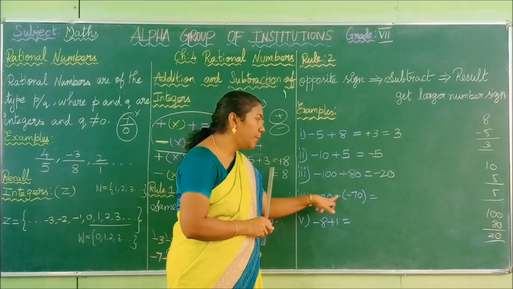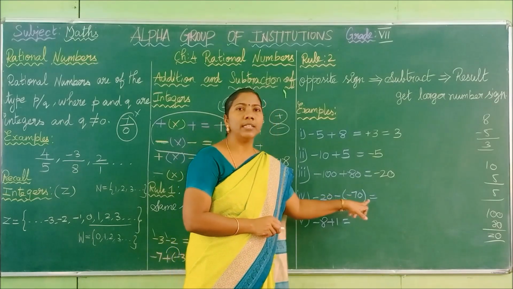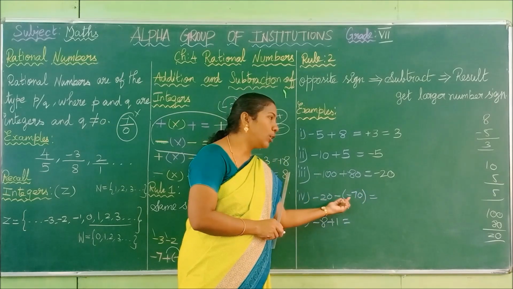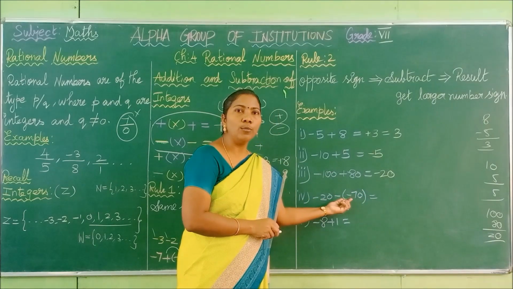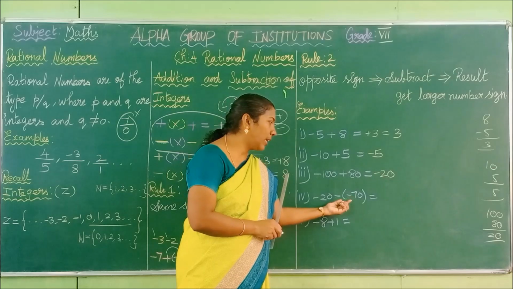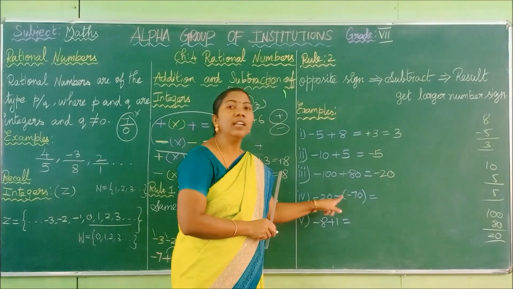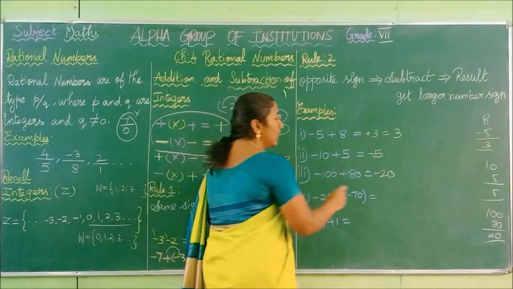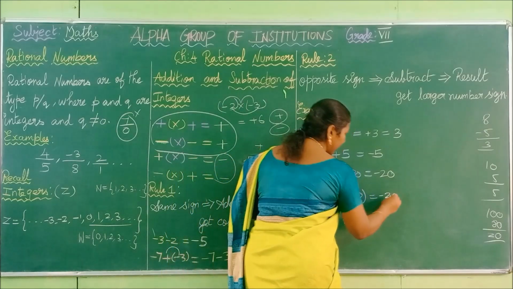Minus 20 minus of minus 70. Here before evaluating you have to remove this bracket. How do you remove this bracket? By multiplying the symbol inside and outside the bracket. Okay. Write the first integer as it is. Minus 20.